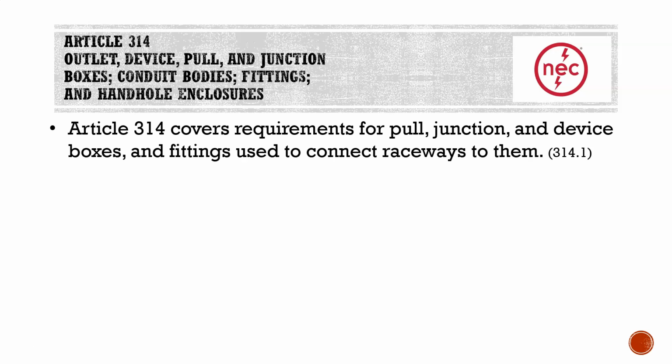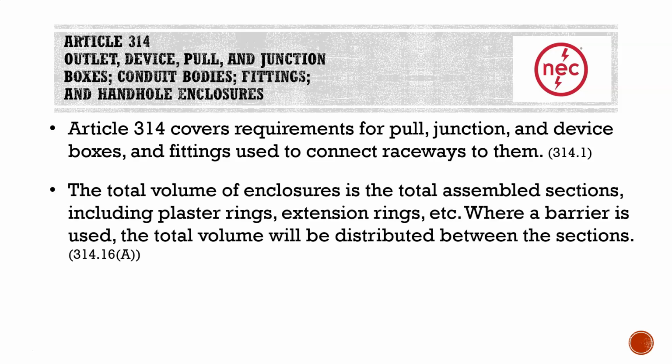So Article 314 covers outlet, device, pool, and junction boxes, conduit bodies, fittings, and handhole enclosures. Essentially, anything that we can put a wire or a device in that is not a panel board or a light fixture, some type of piece of equipment. So Article 314 covers requirements for pool junction device boxes and fittings used to connect raceways to them.